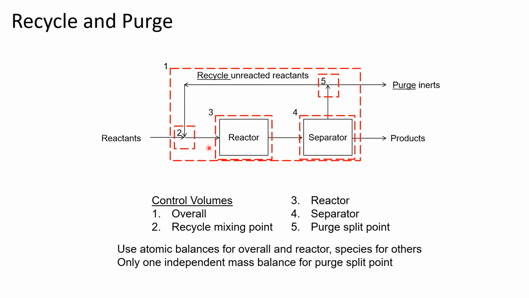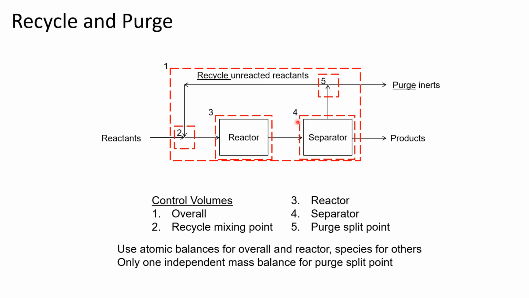Another choice for a control volume to perform mass balances is indicated here as number 2. This would be mass balances around the mixing point, where the recycled reactants are mixed with the fresh reactants. A third control volume choice would be around the reactor. We have one stream coming into the reactor, our feed to the reactor, and one stream coming out, our product. We've been working problems most recently that involve mass balances around the reactor alone.